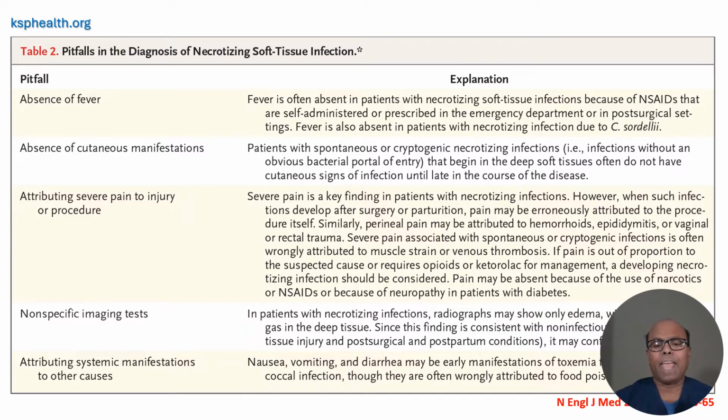And non-specific imaging tests: in the absence of gas in the deep tissue, and in the absence of an MRI that could differentiate necrotizing from non-necrotizing tissues, it is easy to miss. And attributing systemic manifestations to other causes, like nausea, vomiting, diarrhea, which may be early manifestations of GAS, group A streptococcus infection, though they are often wrongly attributed to food poisoning or viral infection.